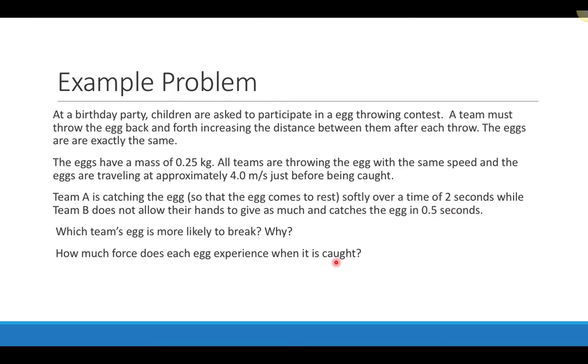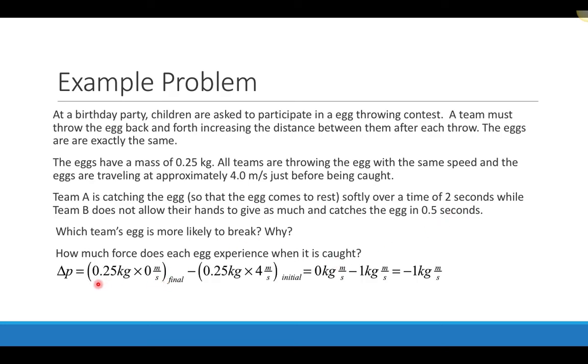So let's see if we can calculate that force for each one. I can calculate the change in momentum for both teams. The change in momentum is just the final momentum, which is mass times final velocity, minus mass times initial velocity. The final momentum is 0, and the initial momentum is just 4 times 0.25, which is just 1. Subtracting that, the change in momentum for both teams' eggs is minus 1 kilogram meter per second.